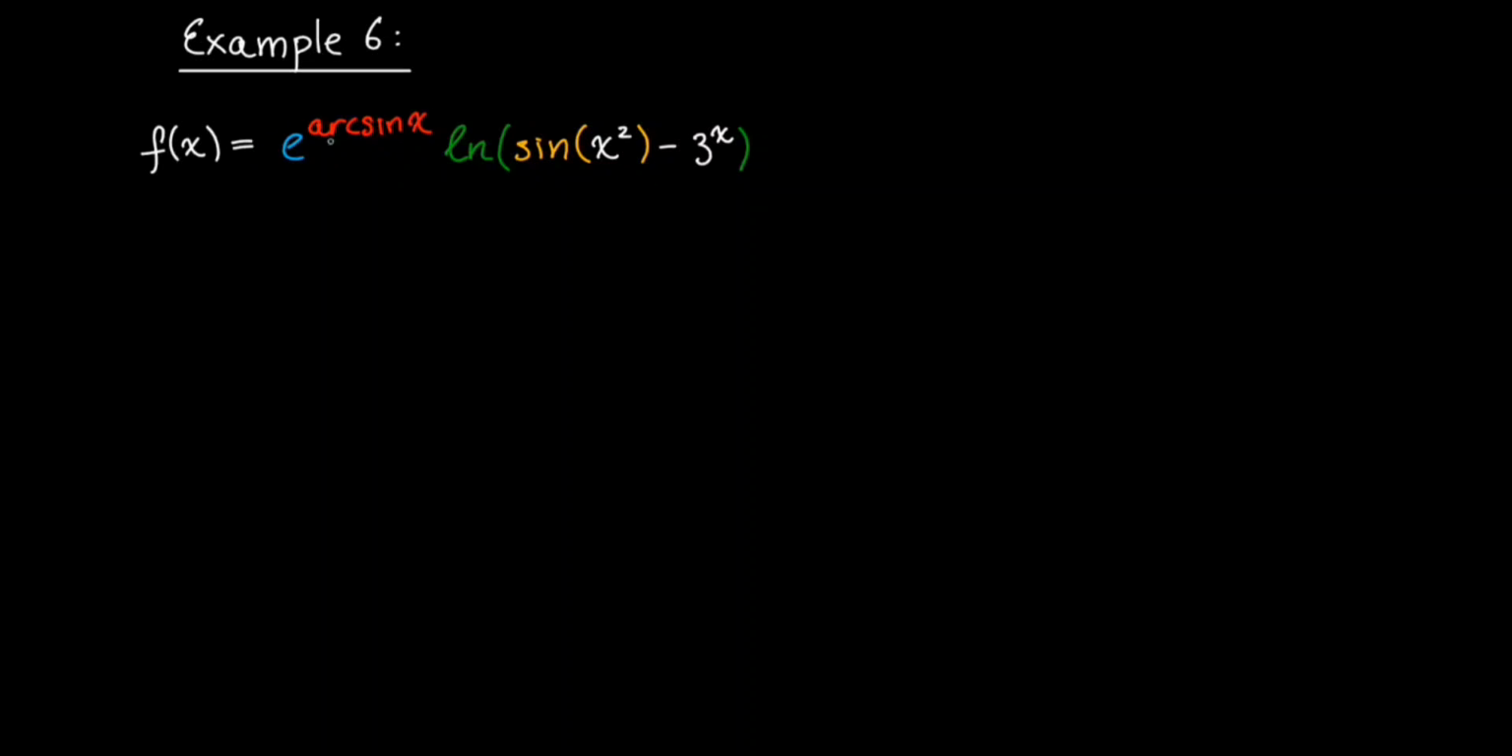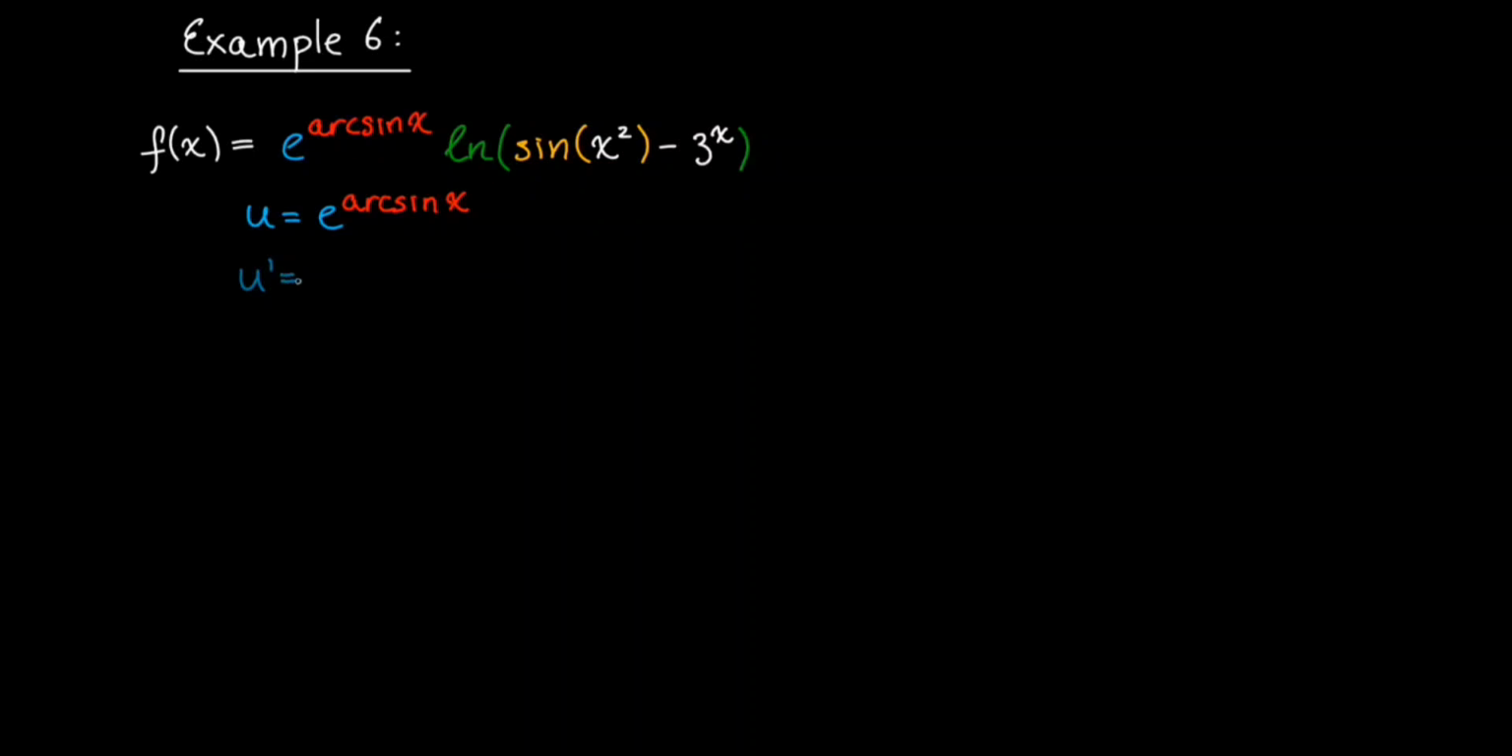Next up, we will also have to use the chain rule since e is raised to the power of another function, arcsine, and inside the natural log, we have sine of x squared minus 3 to the power of x. And of course, the chain rule will have to be applied multiple times since inside the sine function, we have another function, x squared. So first, setting u as e to the power of arcsine x.